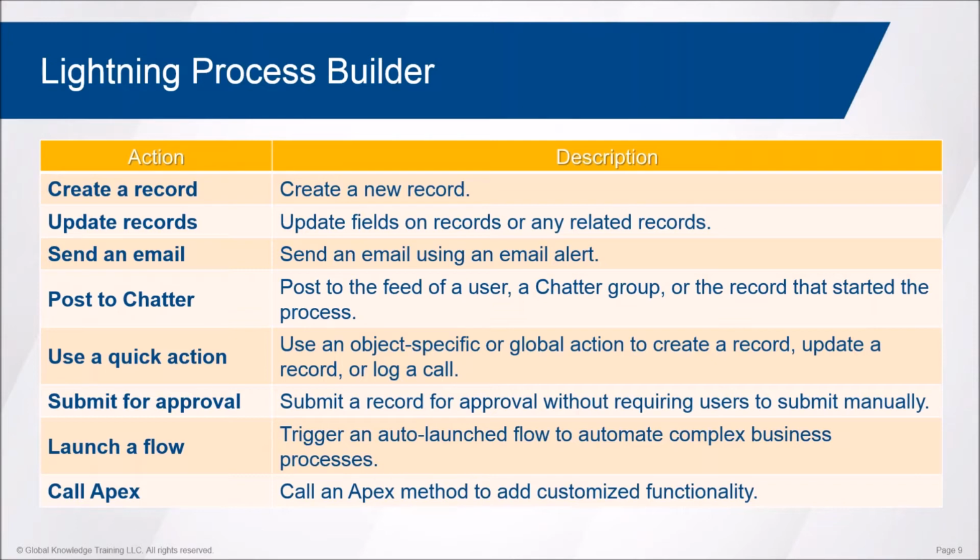We can also submit records for approval. So we can have records meet certain criteria and then get moved into an approval process and promoted through that process to ensure that they are run up the chain of command so that everyone is aware of the fact that maybe a certain discount percentage is being given on a product or service, and we'll need a manager or a VP's approval for that to occur. We can also launch a flow, and a flow and the Lightning Process Builder are actually very closely related.